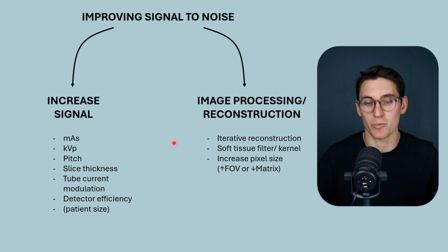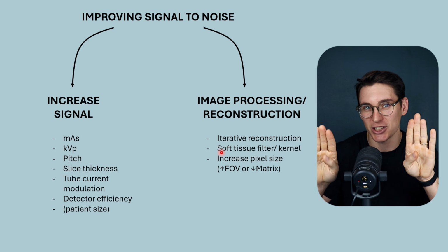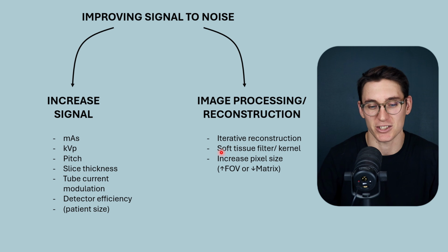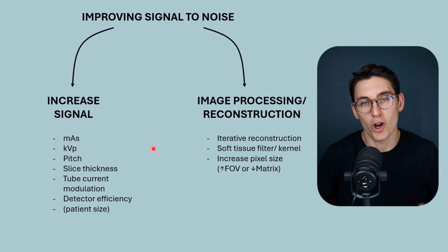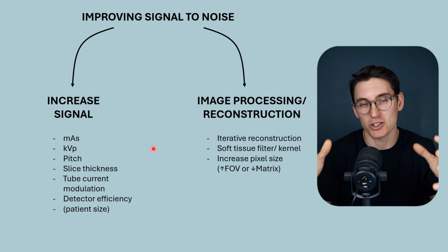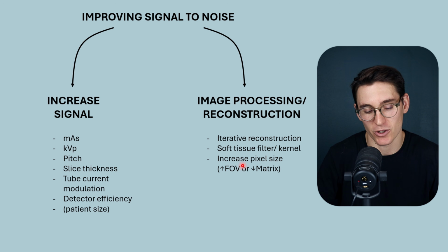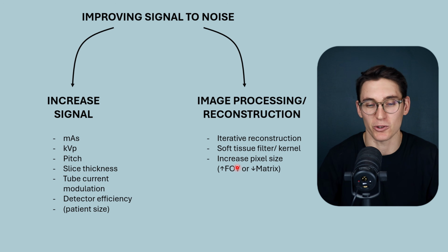We can't see the edges of the bone well, but we can see that differentiation between subtle Hounsfield unit changes between gray and white matter. And again, increasing the pixel size, this could be in either part here. We've got more signal per voxel. We've got more data to create each voxel. That's either by increasing our field of view or decreasing the matrix size, making the pixels bigger.